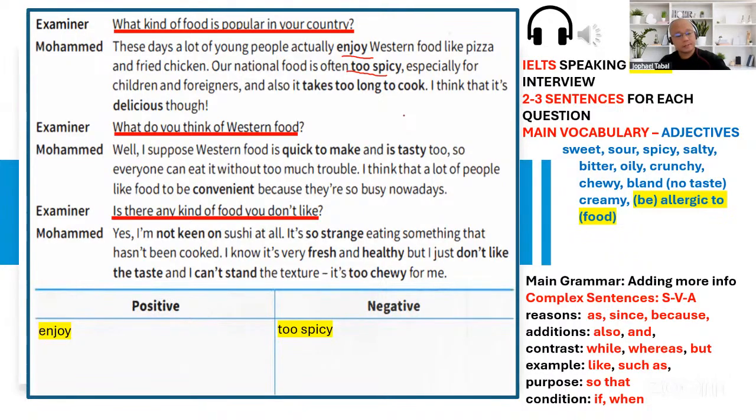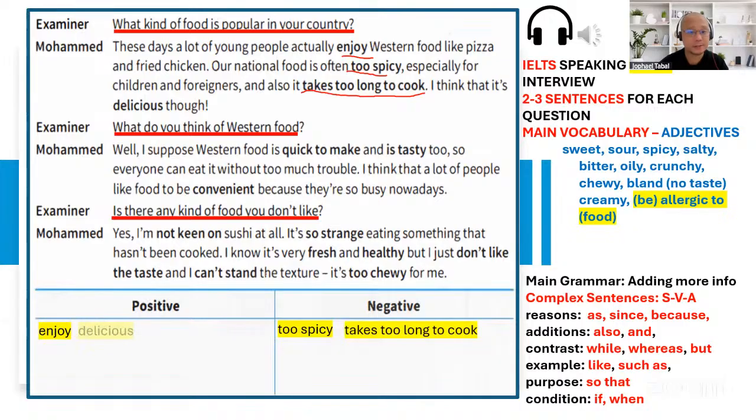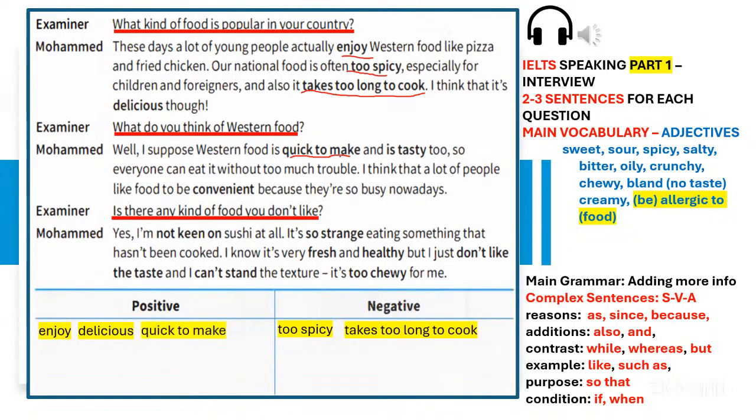All right, so let us compare our answers. Sean, can you tell me if it's positive or negative? It takes too long to cook. Negative. How delicious is positive? How about quick to make? Positive. Right. Okay, and tasty? Positive, all right.